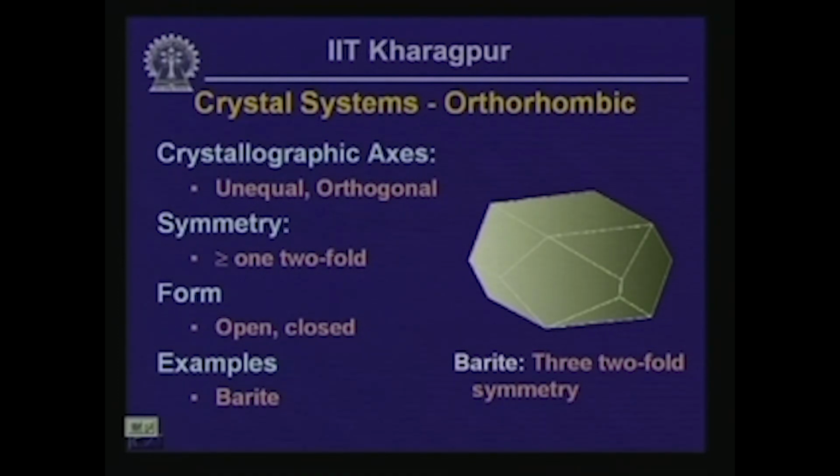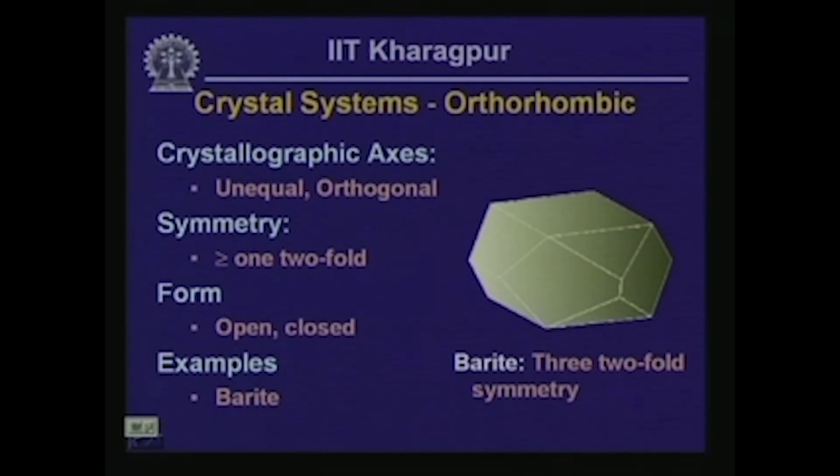Symmetry requirement: the crystals should have at least one two-fold symmetry. The form of this crystal system could be open or closed. In contrast to the isometric system, where you could only have a closed form, here you could have either open or closed. It is quite the same way as in the tetragonal crystal family. What are the examples?